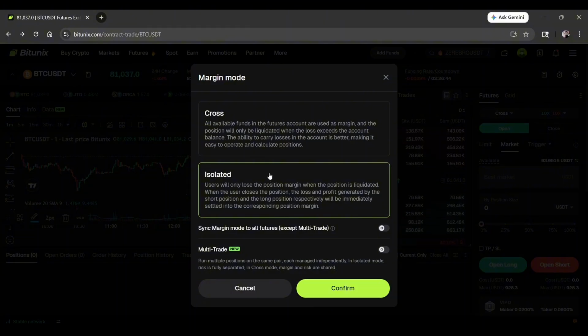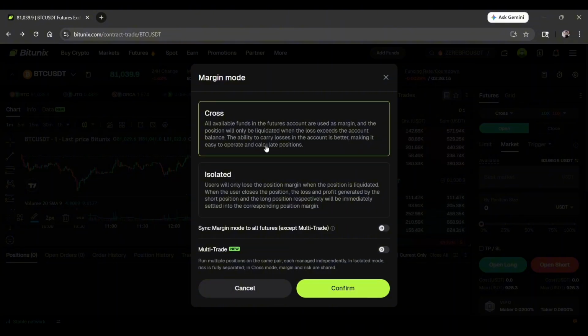Okay? So at first glance, it might appear like isolated is safer because, oh, if I get liquidated, I'm not going to lose the whole thing. If I use cross, I'm going to lose literally the entire futures account. So therefore, surely isolated is safer, right? This is the first assumption that people make. However, this is not always necessarily the case. I'm going to explain the pros and cons of both of these.